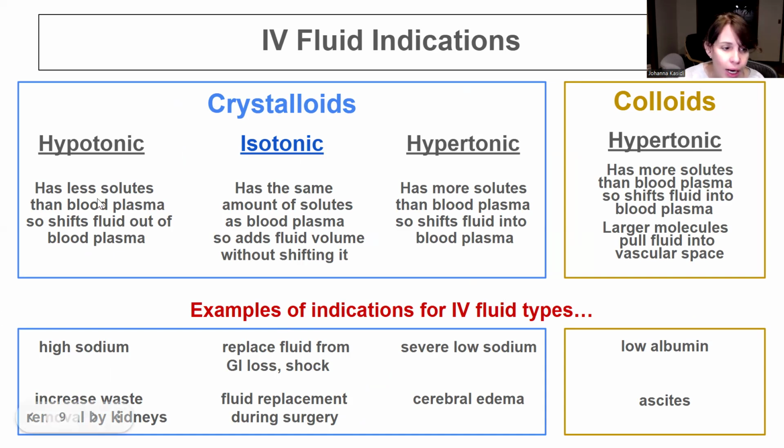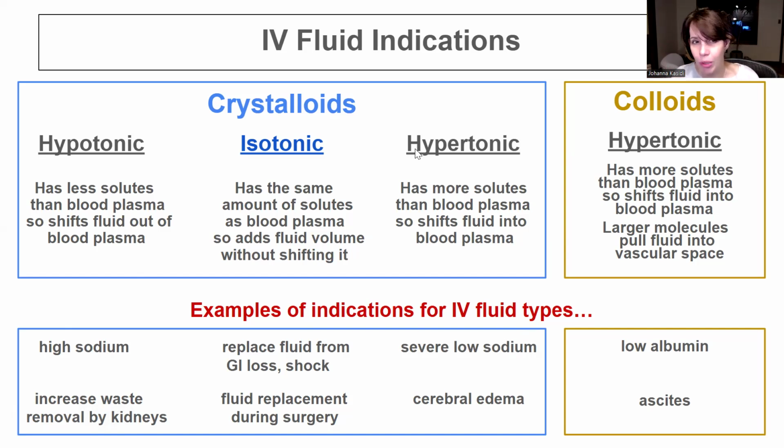Now, hypotonic, why would I give that? If I have a high sodium, so I have a high amount of sodium in my plasma, in my blood, and less fluid, I'm going to give something with a lot of fluid and fewer solutes, and that's going to dilute that and also pull sodium off. Also to increase removal by the kidneys of extra waste. If I have waste buildup, I would give a hypotonic. So there I might give like a half normal saline.